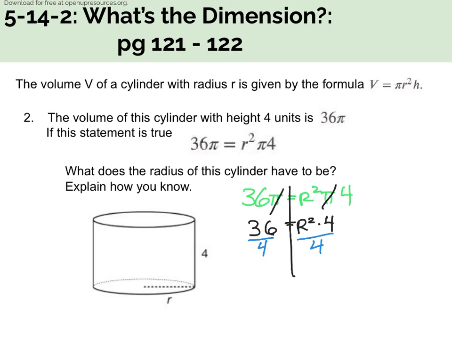So what is 36 divided by 4? Well, that's 9. Now we have 9 equals radius squared. Remember, what number multiplied by itself makes 9? Oh, that's 3. So our radius is going to be 3 units.